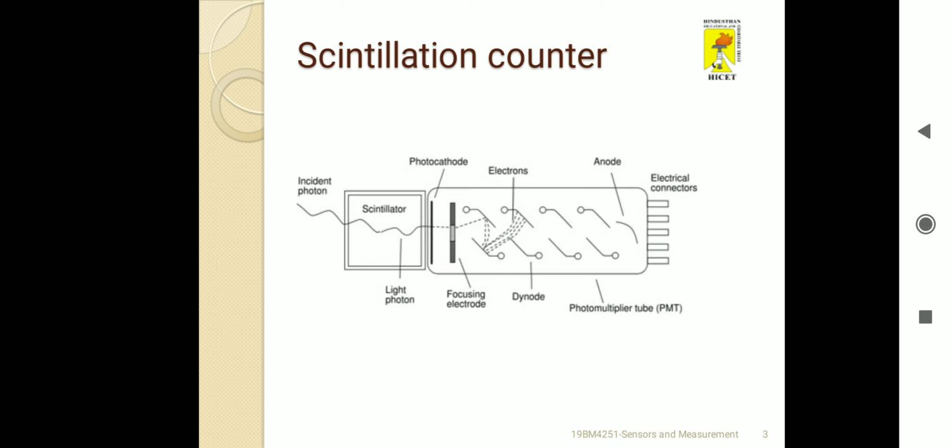Let us look at the diagram of the scintillator. What it will do is generate light photons for the incident particles. It may be radiation, or electrons, or ions, or alpha particles or beta particles. So the scintillator finally generates the photons.